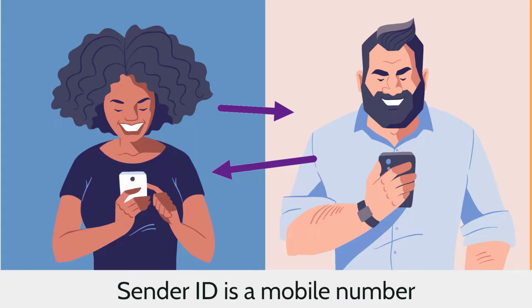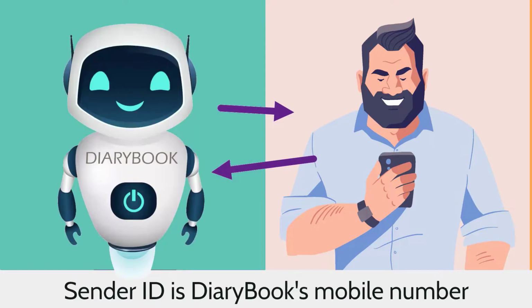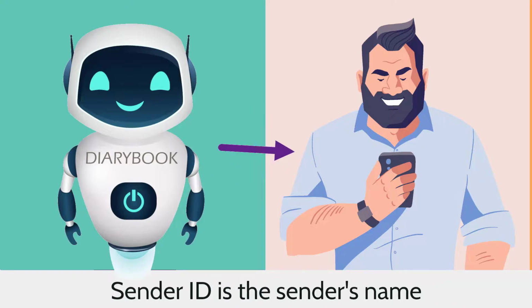Sender IDs relate to SMS text messaging. When you send a text from your mobile phone, the sender ID is your mobile number. This allows the receiver to reply to your message and vice versa. When DiaryBook sends an appointment reminder by text message, the sender ID is also a mobile number and replies are received back to the calendar. But you can instruct DiaryBook to not allow replies. In that case, the sender ID must be the name of the sender. The recipient sees the name but cannot reply.